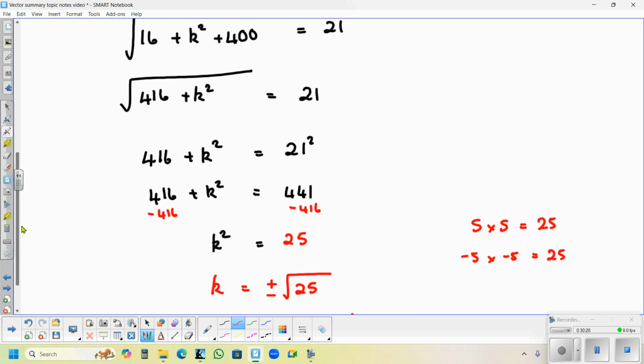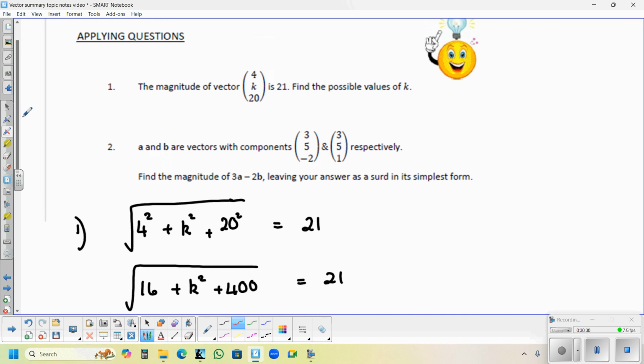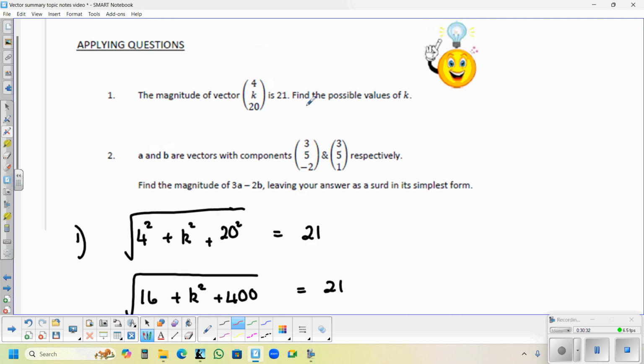Now sometimes in the question they'll say just the positive value, or k is greater than 0. Here it says find the possible values of k. So we want the negative 5 and the plus 5.